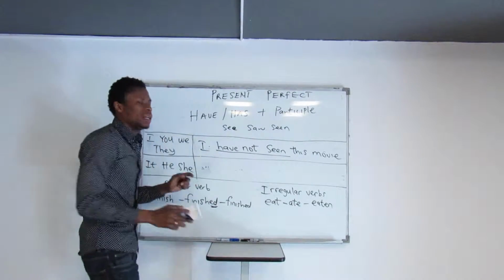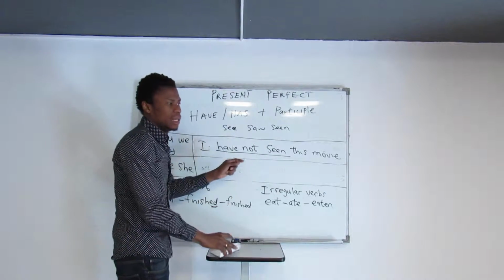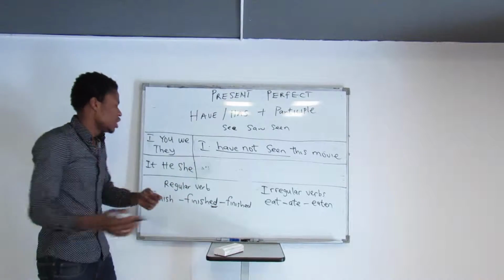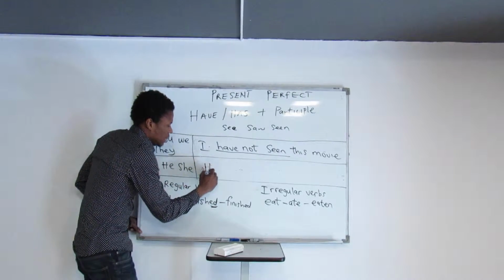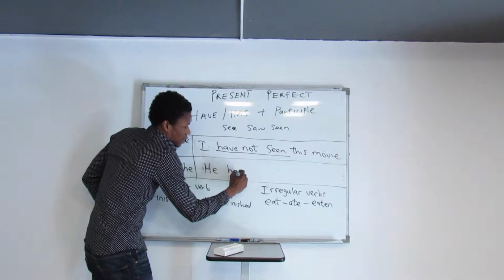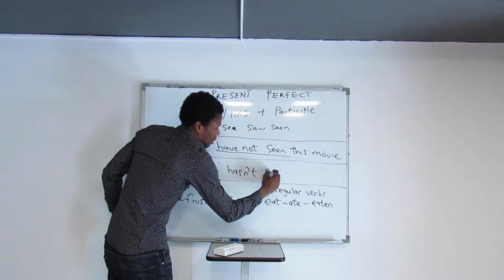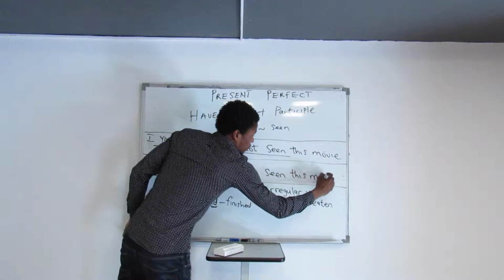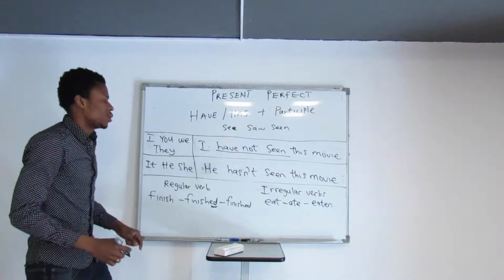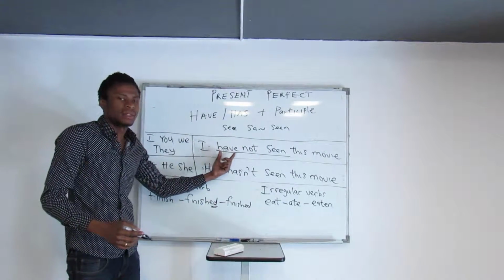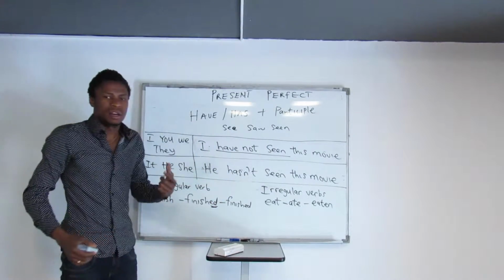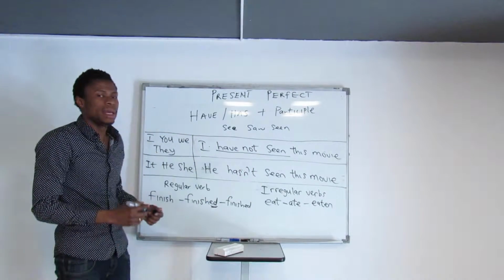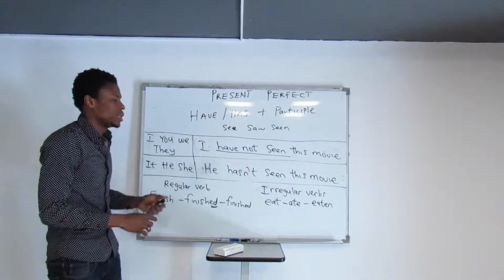So I have not. And there is a short form of doing this. Instead of talking for too long or saying I have not seen this, you can just say, he hasn't seen this movie. Right, so hasn't, and we can also have haven't. So this hasn't means has not. He has not seen this movie. Now this is how we make negative sentences with present perfect.